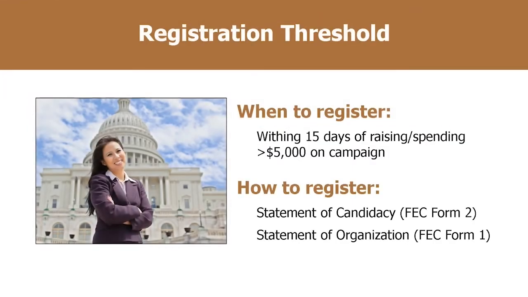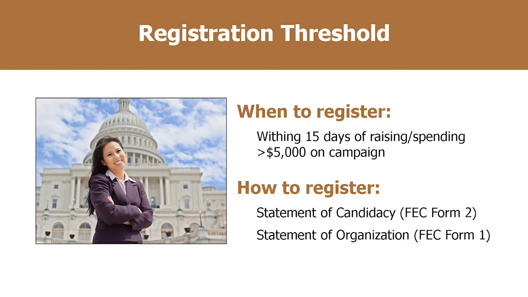Generally, an individual running for Congress or the Presidency must register with the Federal Election Commission as a candidate once he or she has raised or spent more than $5,000 in connection with the campaign. Within 15 days after reaching the $5,000 threshold, the candidate must file a Statement of Candidacy, FEC Form 2, to register as a candidate and to designate a principal campaign committee.